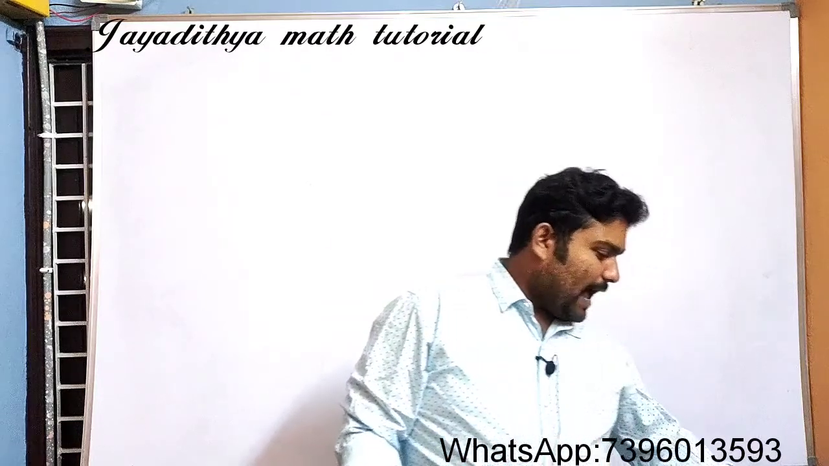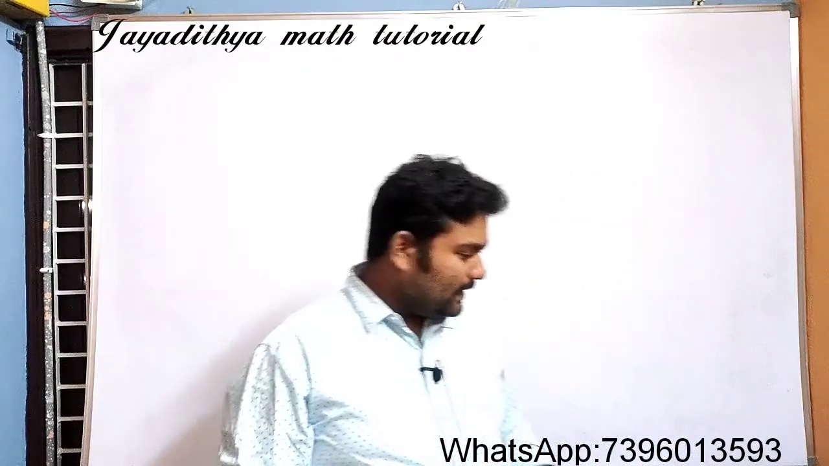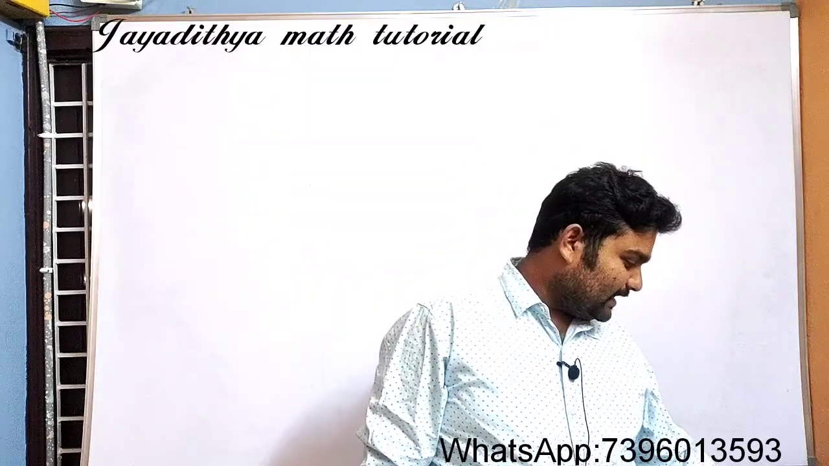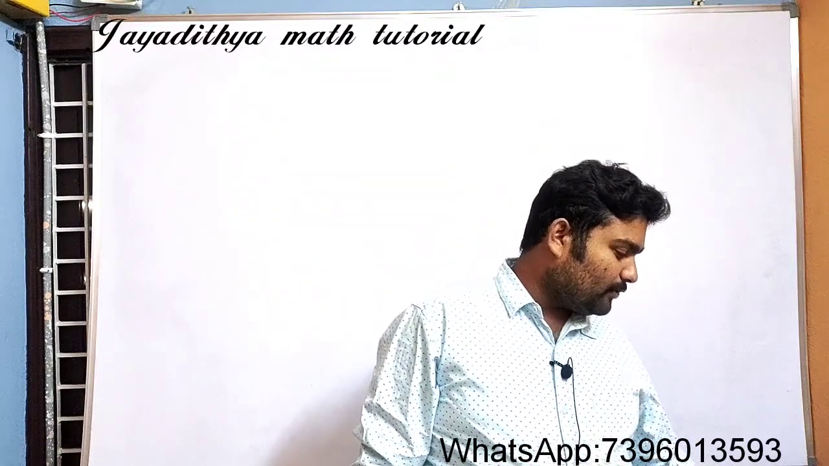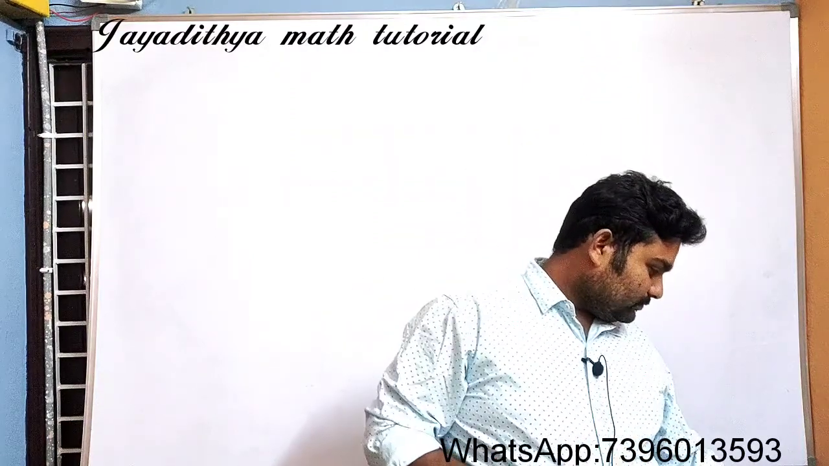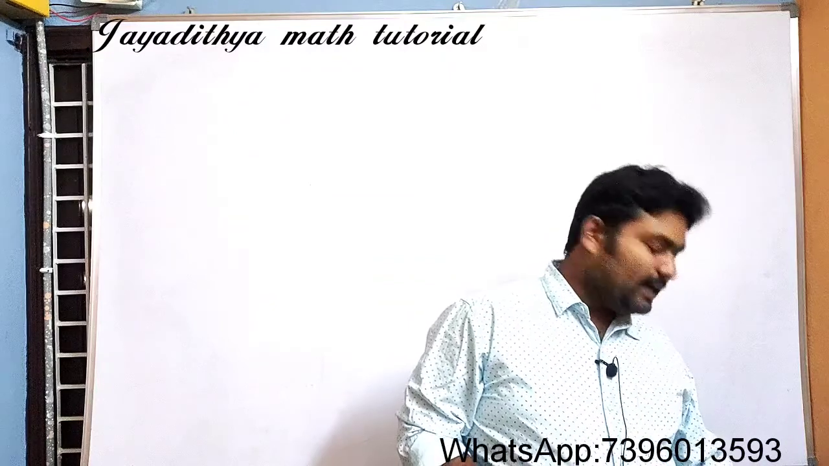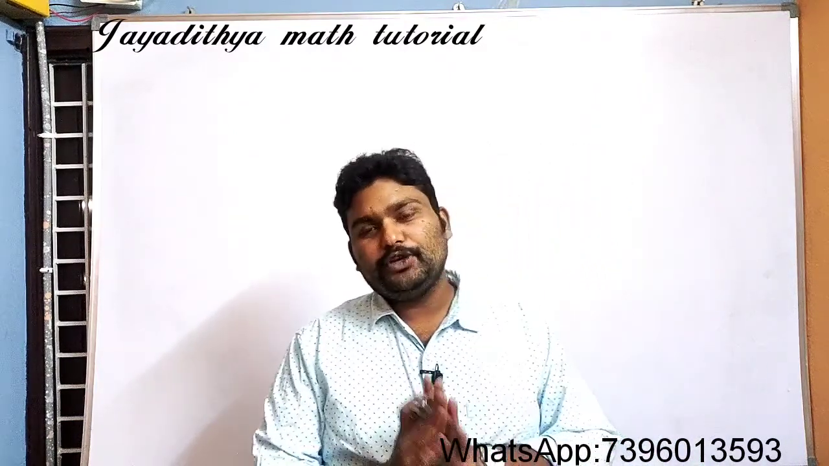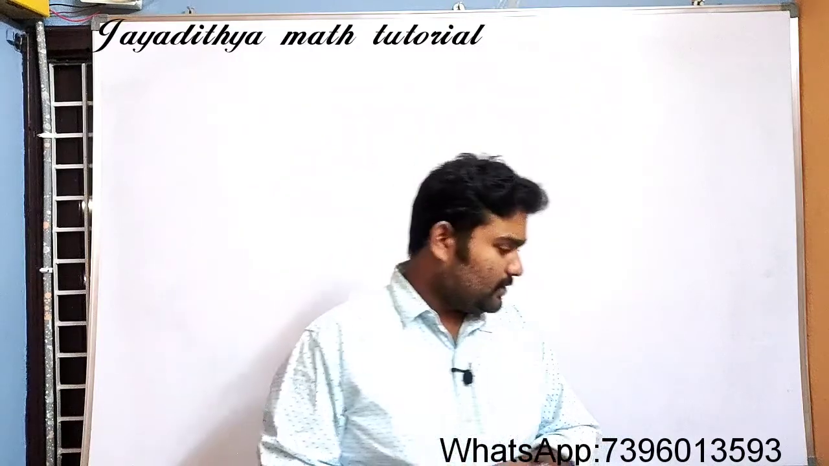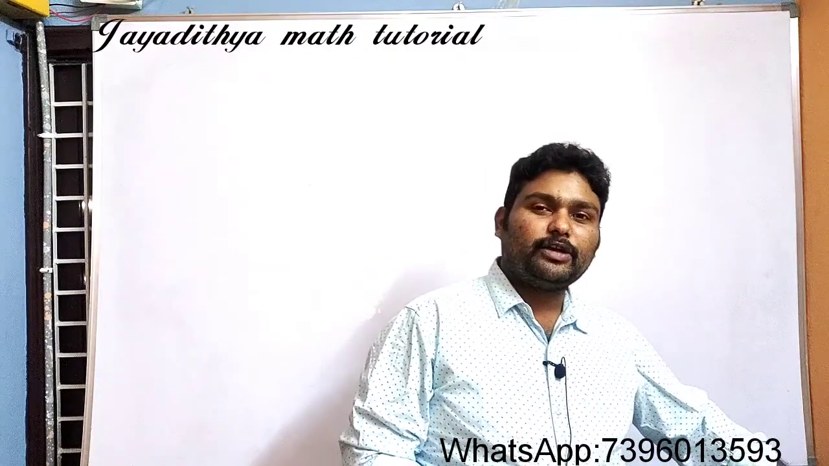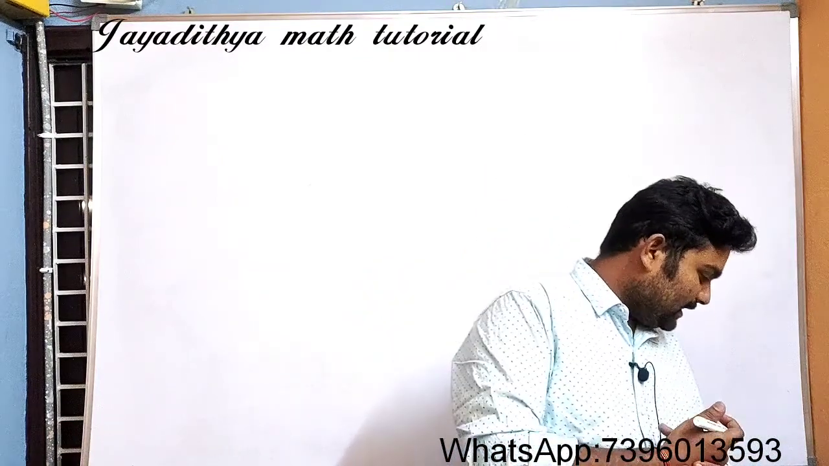The angle of elevation of the top of a building from the foot of a tower is 30 degrees and the angle of elevation of the top of the tower from the foot of the building is 60 degrees. If the tower is 30 meters high, find the height of the building. So this is the question. For this question you need to draw the figure first of all. After drawing the figure, you can choose the triangles and the trigonometric ratios, whatever is required. Then you can simply solve the problem.